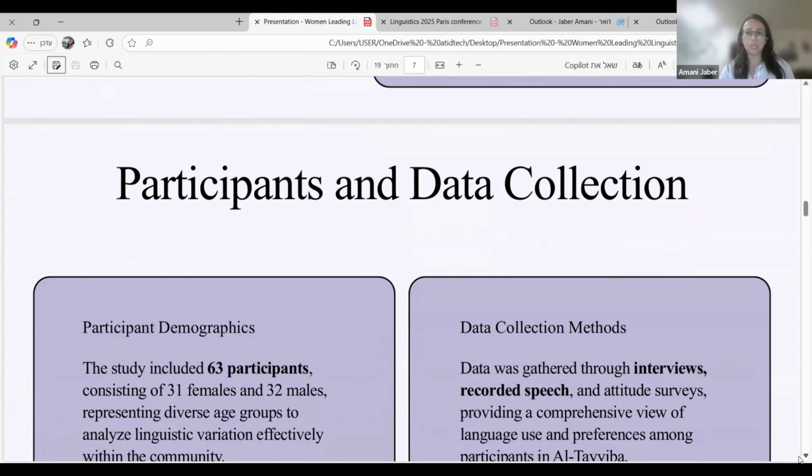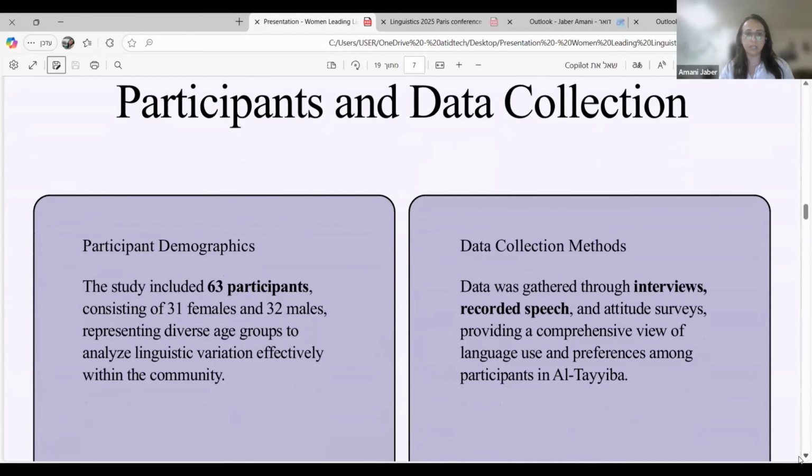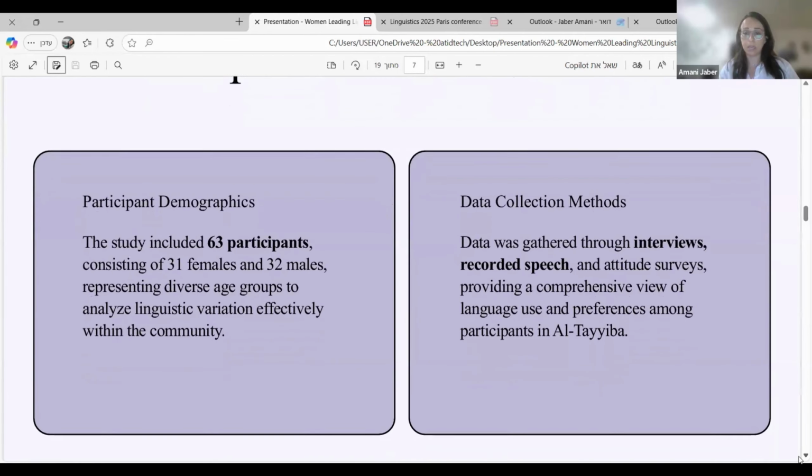Looking at the participants and the data, the study included 63 participants: 31 females and 32 males. They come from different backgrounds, and I held different interviews and recorded speech. I had attitude surveys, and it was mainly qualitative data, where I tried to see what were the motivations behind the linguistic changes taking place in their speech.